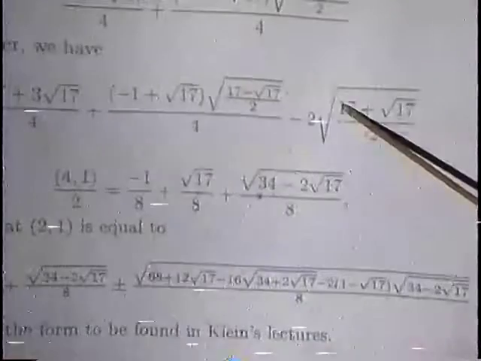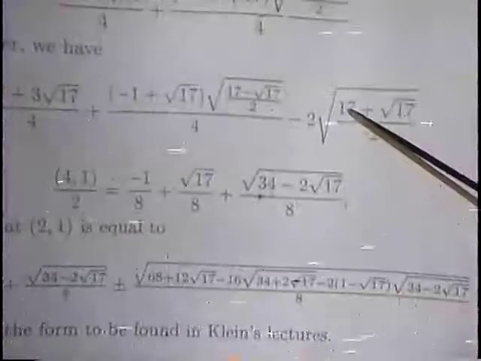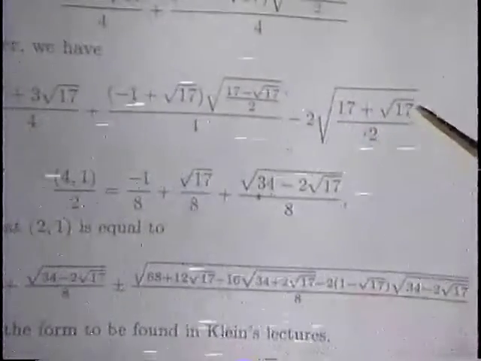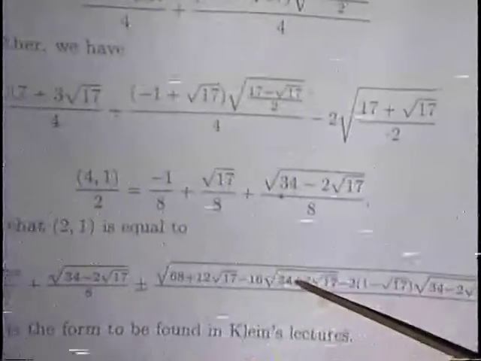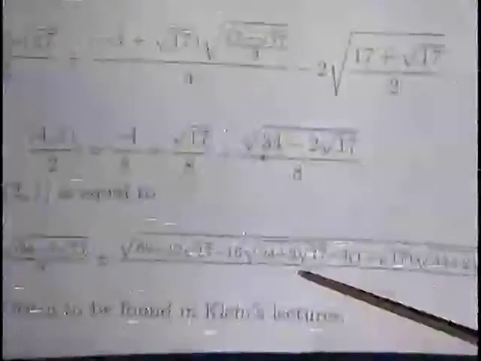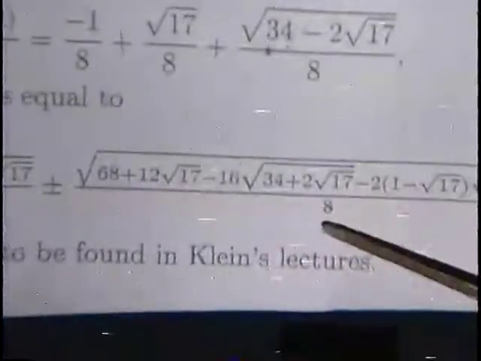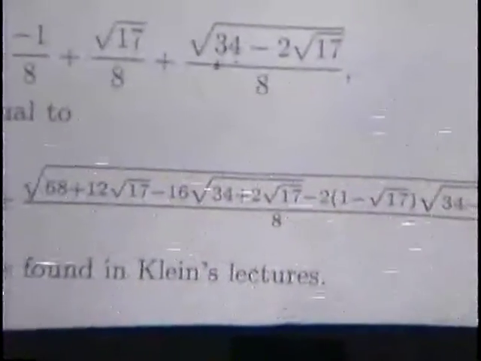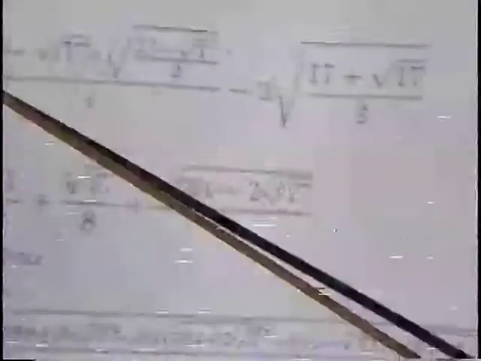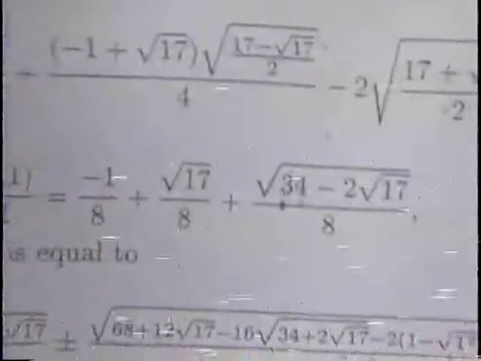I put an extra 2 up here. So 2 times 17 is 34 plus 2 times square root of 17. That's this piece. And all the 2s work out. I just write it this way. 16 under the square root sign and an 8, which somehow comes out. And finally, I'm left with the square root of this. And once again, I put 1 minus the square root of 17 and about the minus 1 here.